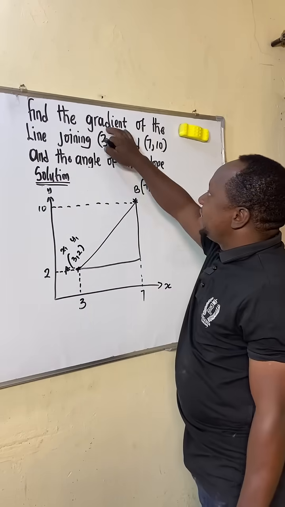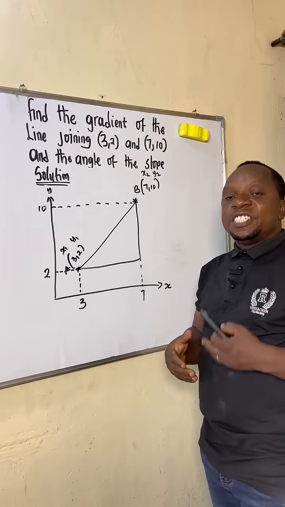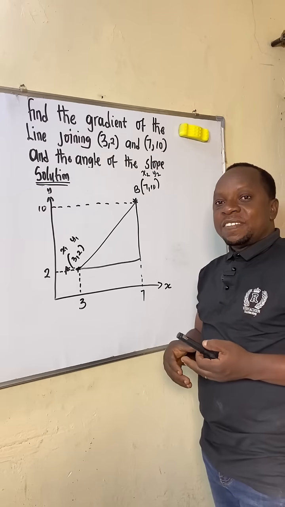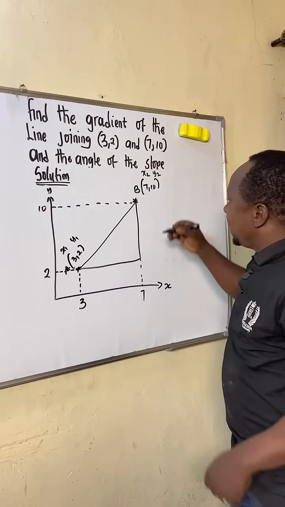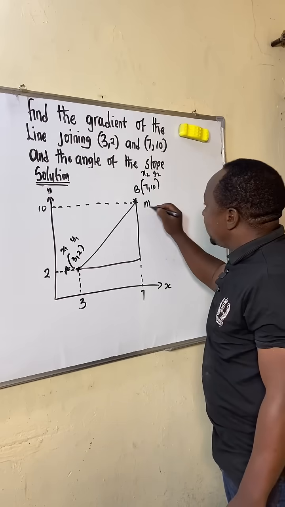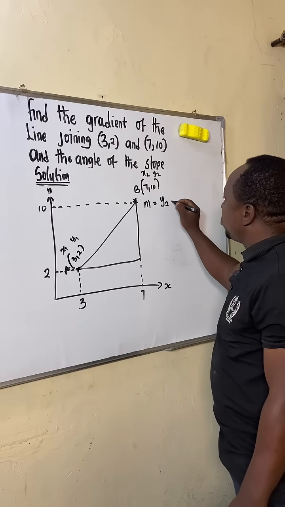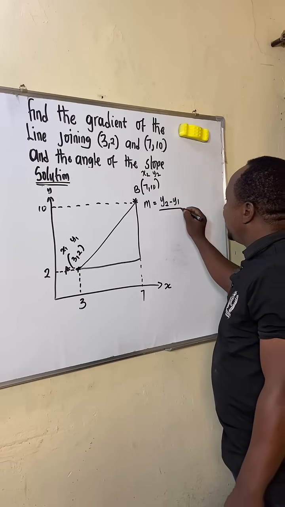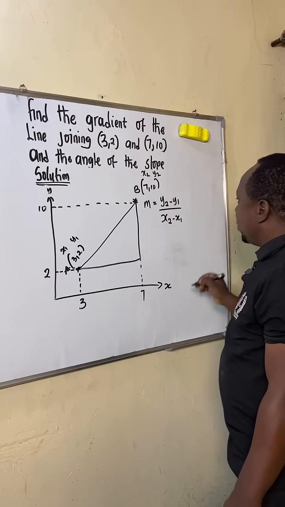We are asked to find the gradient. Now, gradient or slope is simply the change in y-axis divided by the change in x-axis. That is, slope, which is this m, is equal to the change in y-axis, that is y2 minus y1, divided by the change in x-axis, x2 minus x1.